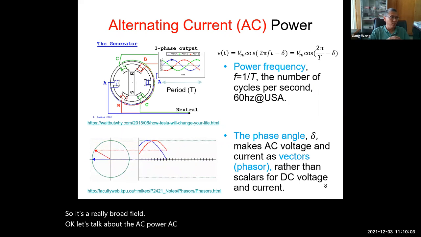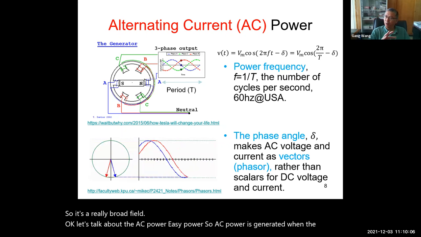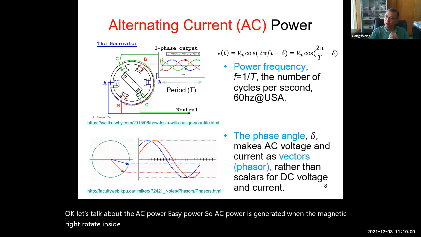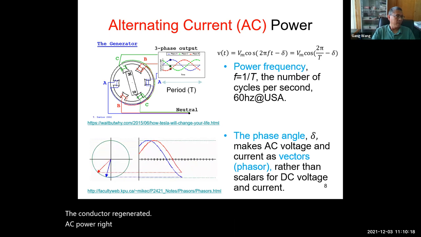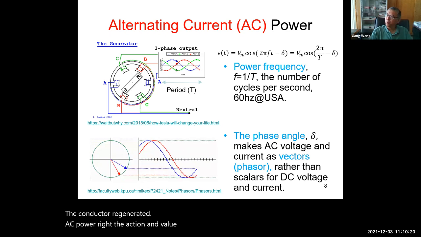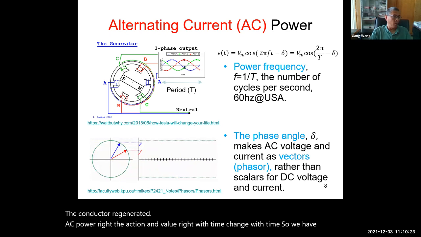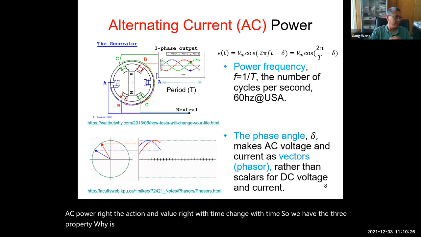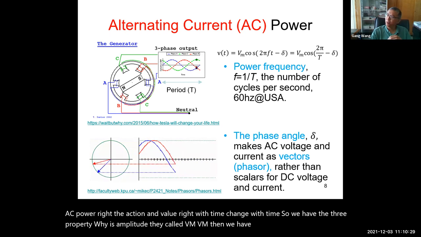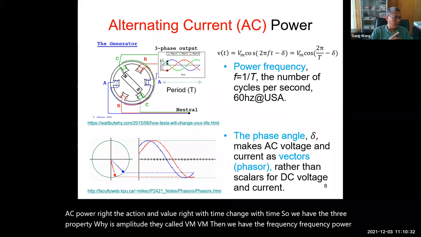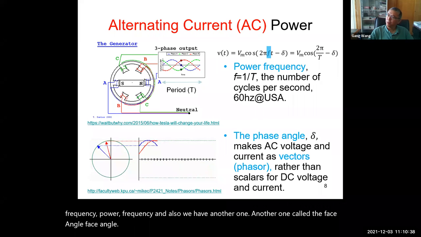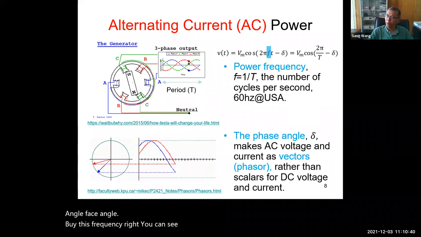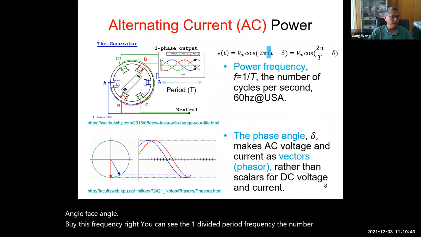the AC power. AC power is generated when a magnet rotates inside the conductor. The direction and the volume change with time. So we have three properties. One is the amplitude, we call Vm. Then we have the frequency, the power frequency. And also another one called the phase angle. You can see that one divided by the period is the frequency, the number of cycles per second.